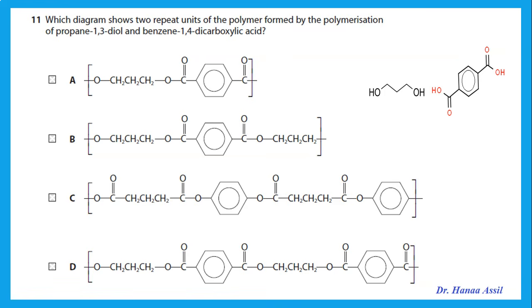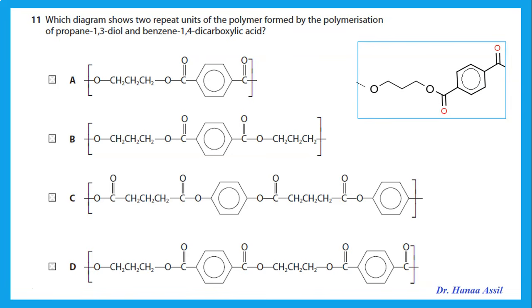How do we join them to form an ester? Remember we said we remove the OH from the acid and the H from the alcohol. And on the other side we also remove the OH from the acid and the H from the alcohol, and we join. So this is called one repeat unit. This is the unit that is repeated many times to form a polymer.